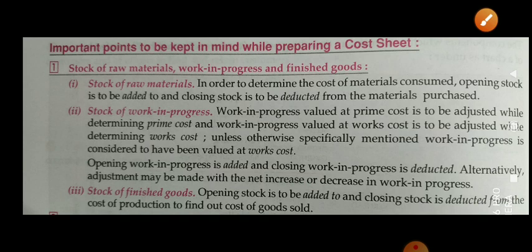Then we come to the second, stock of work in progress. Now what is work in progress? Work in progress can relate to goods which are slightly finished, semi-finished and unfinished. This means the goods are already put in the process of production. They are not raw materials anymore. They have been put in the process of production and have not been completed. That's what is called work in progress.